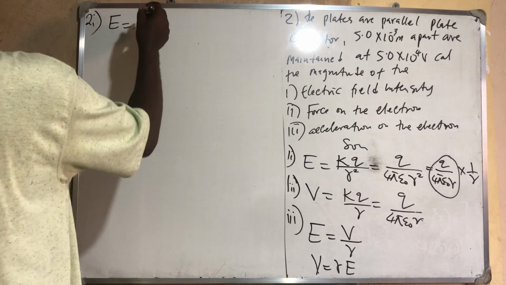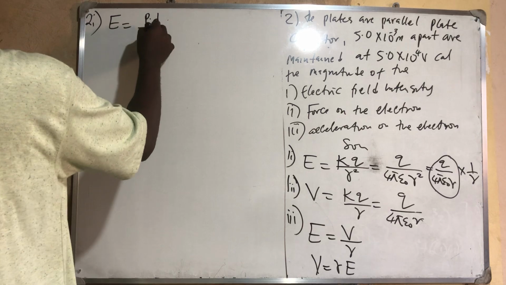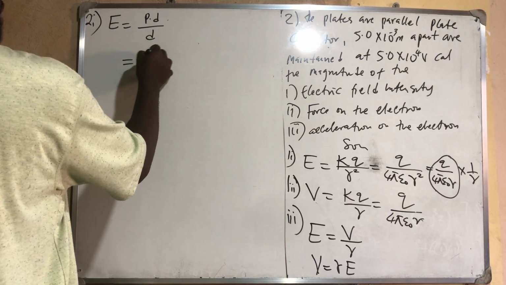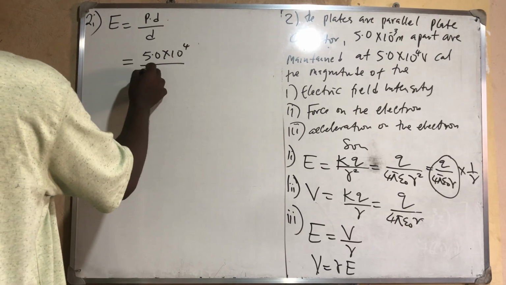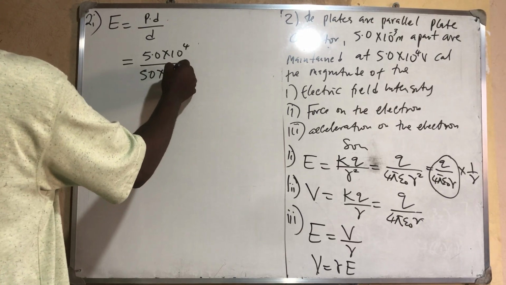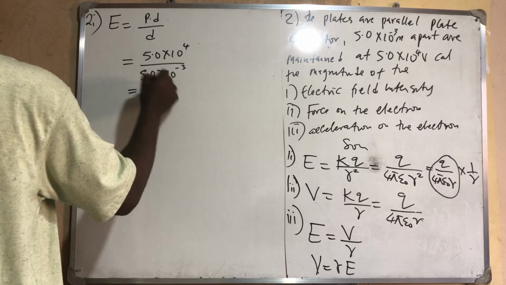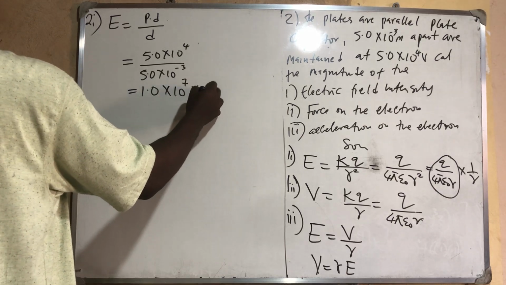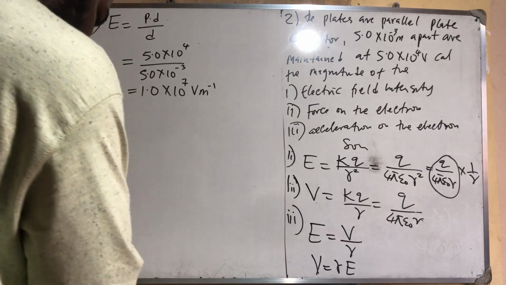So they gave us the potential difference over the distance. The volt there is 5.0 times 10 raised to power 4 divided by the distance there, 5.0 times 10 raised to power minus 3. So I'm going to have 1.0 times 10 raised to power 7 in volt per meter. Very, very simple.